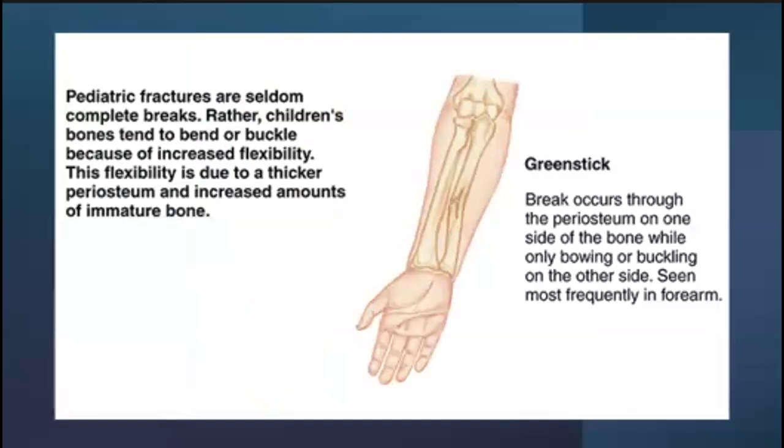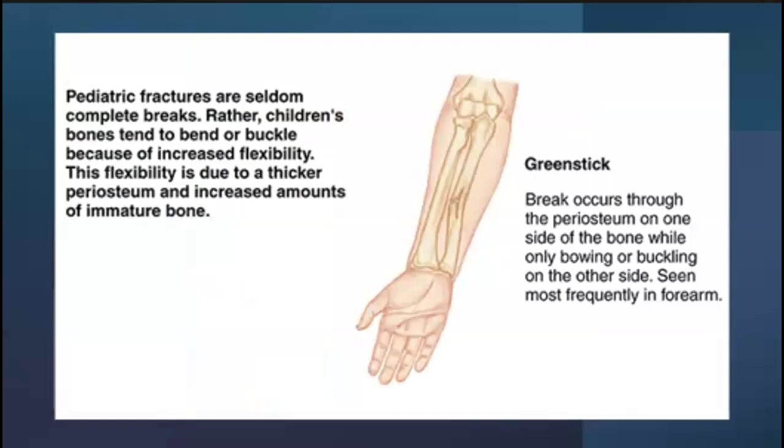Greenstick fractures. Now, these are something that when we see fractures, are a little bit more common. The break occurs through the periosteum on one side of the bone while only bowing or buckling the other side of the bone. So these are like incomplete fractures.